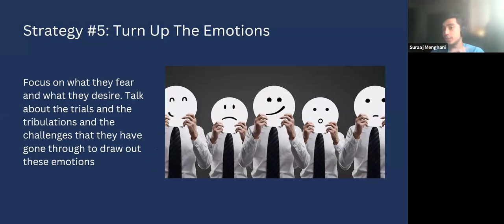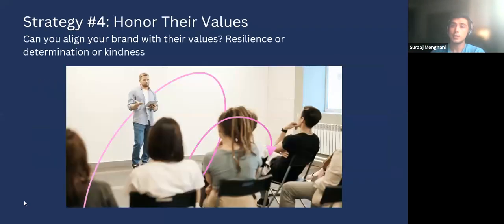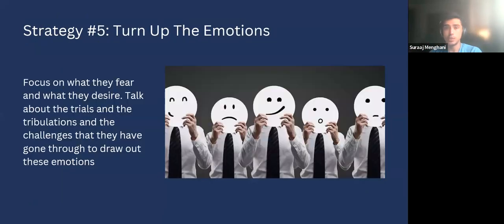And turn up the emotions is not something that Apple does at all, but this was just a hypothetical scenario. The next one, which is honor their values, also is not something that Apple looks into, but again, it's a strategy that can be done, is that it stands in sync with people's values in general.